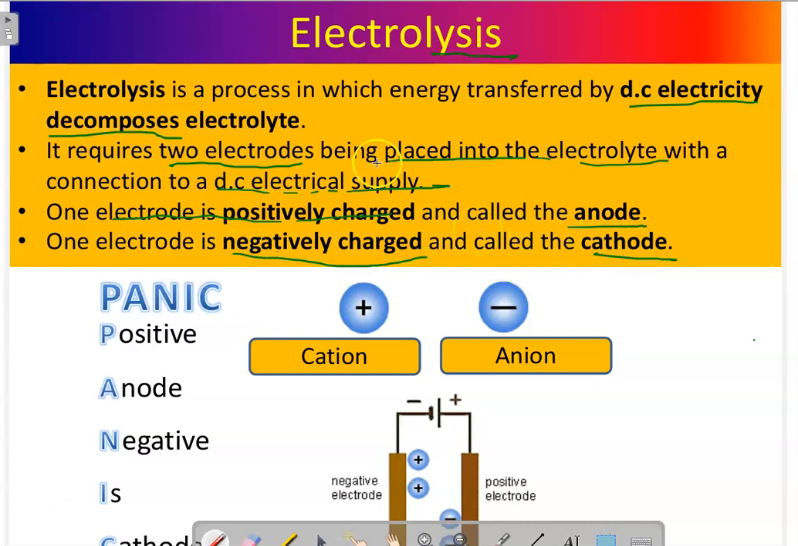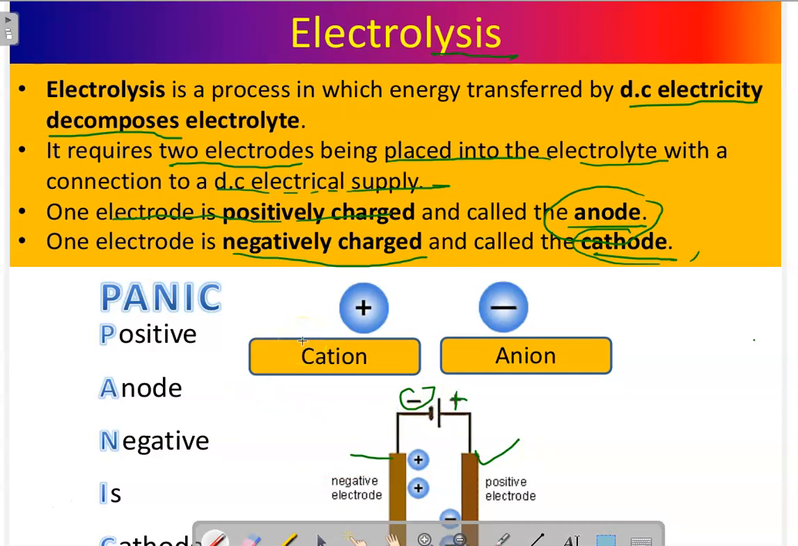So in electrolysis, we place two electrodes into the electrolyte, connected to DC. One of the electrodes is connected to the negative terminal of the DC, that is the negative electrode, and the other is connected to the positive terminal of the DC, and that's the positive electrode. Okay, the positive electrode is called the anode and the negative electrode is called the cathode. So over here you have the positive electrode, this is the anode, and this is the negative electrode. Okay, you can see from here.